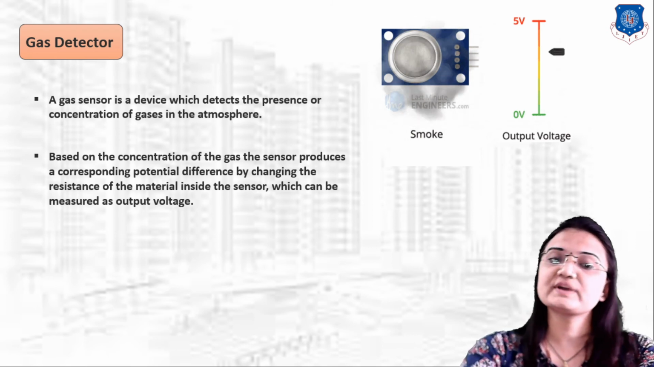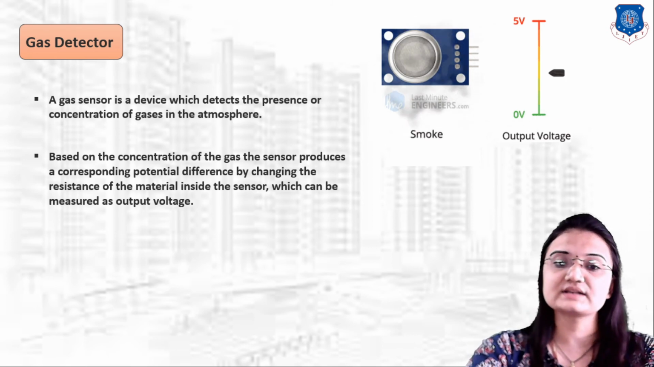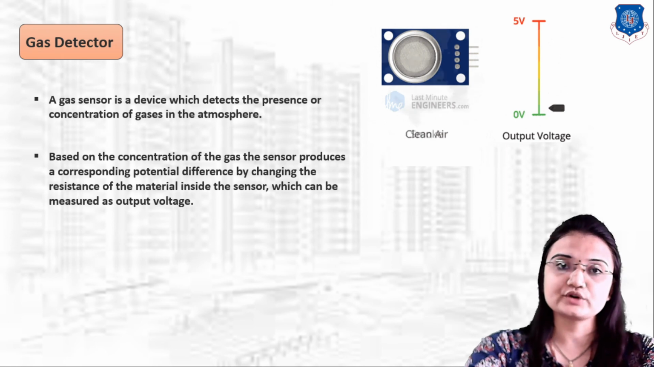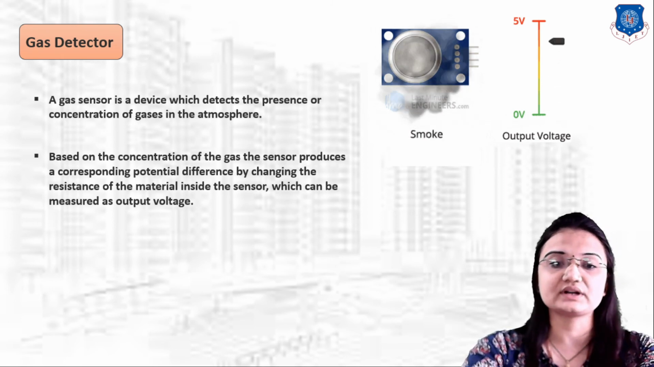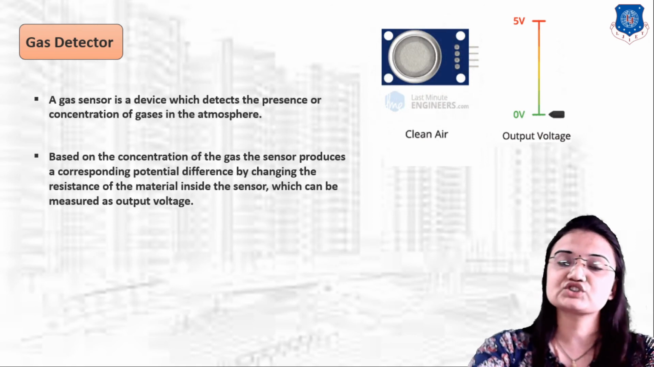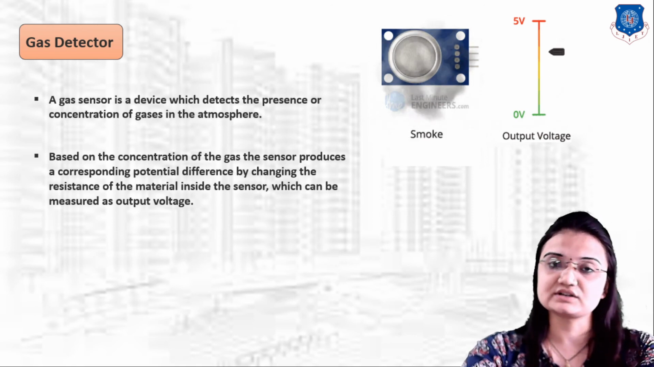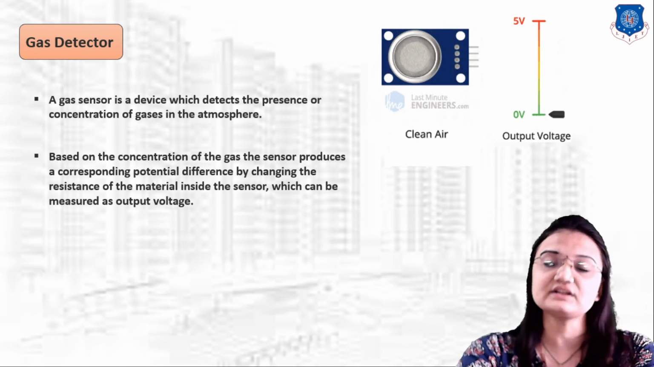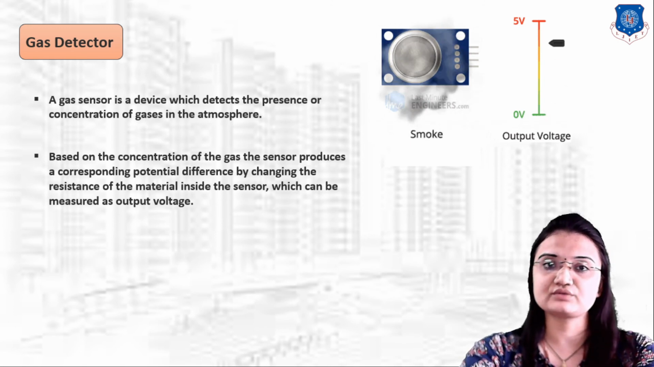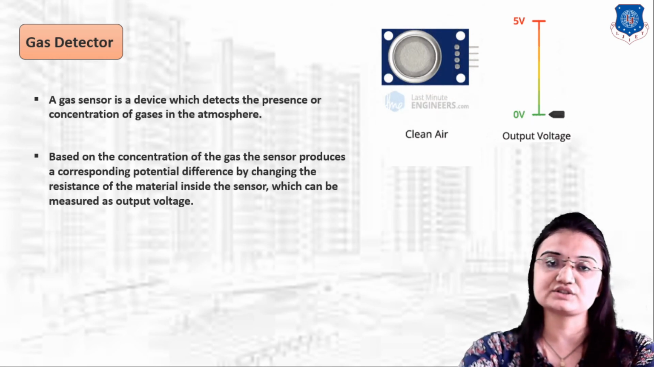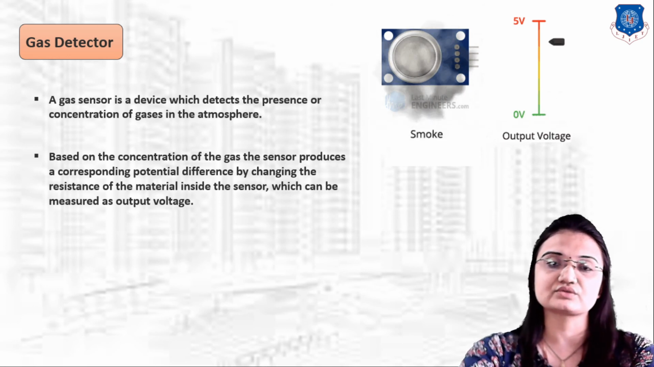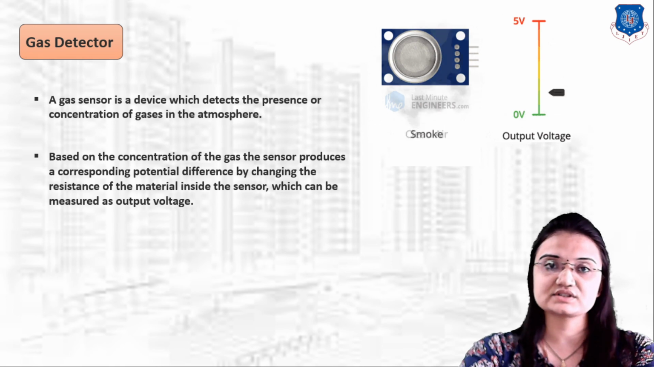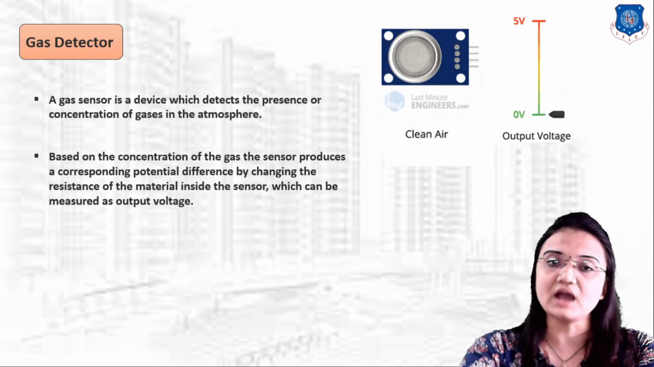Based on the concentration of the gas, the sensor produces a corresponding potential difference by changing the resistance of the material inside the sensor, which can be measured as the output signal. So this is the basic working of the gas sensor. Our main aim is to understand the purpose of the gas sensor: it is generally used to detect the presence and concentration of gases in the atmosphere.